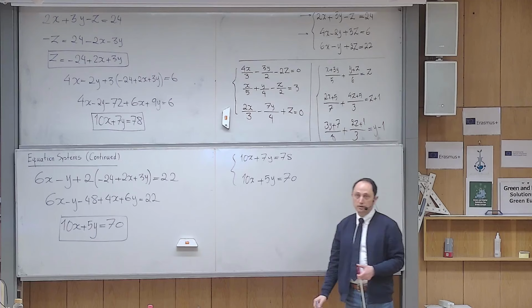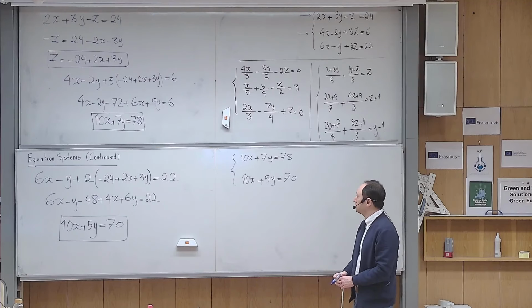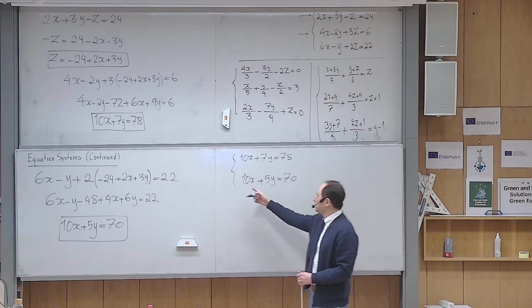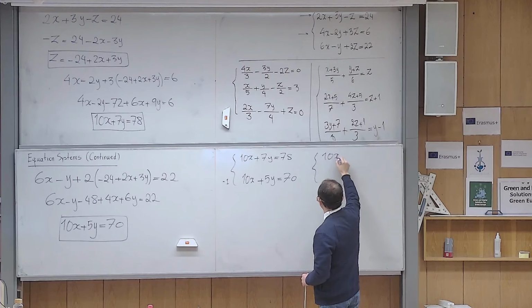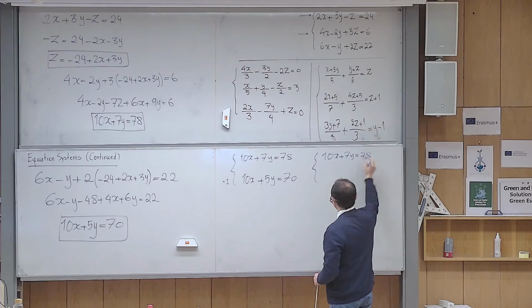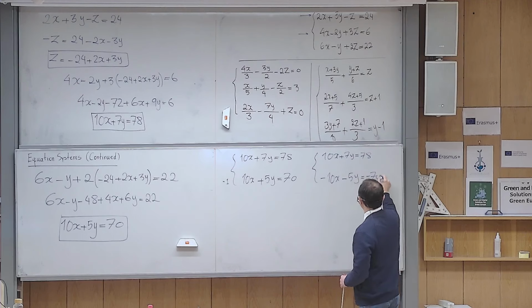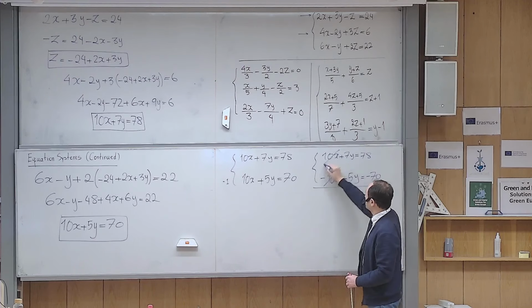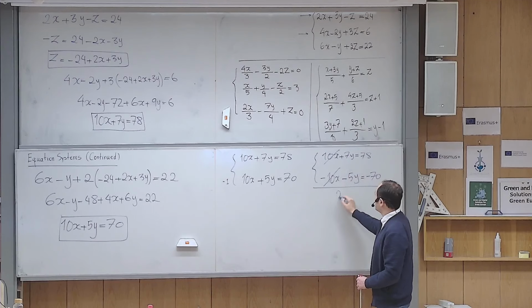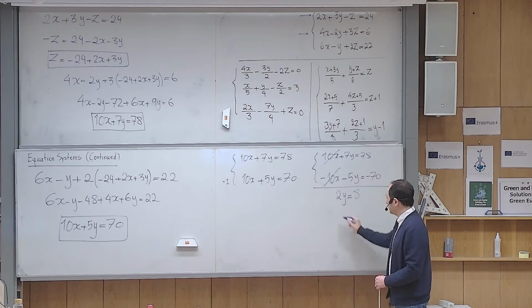What do I think I will do here? Method of addition is better here, yes? For example, I multiply this by minus 1. So this becomes 10x plus 7y is 78. And this becomes minus 10x minus 5y is minus 70. And then I add them. When I add them, this one and that one are gone. 7 minus 5 is 2y. 78 minus 70 is 8. And then finally you get y equals 4.